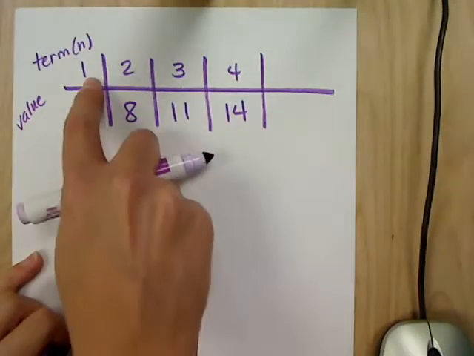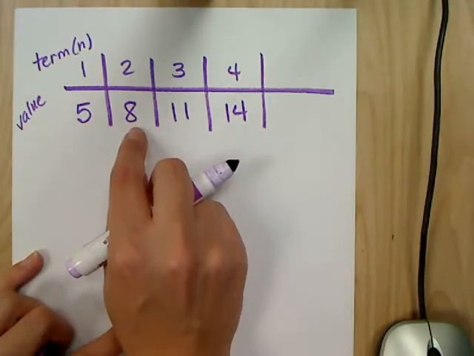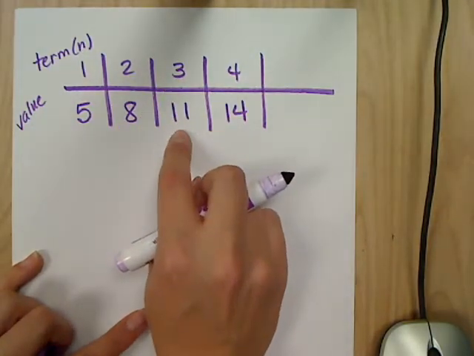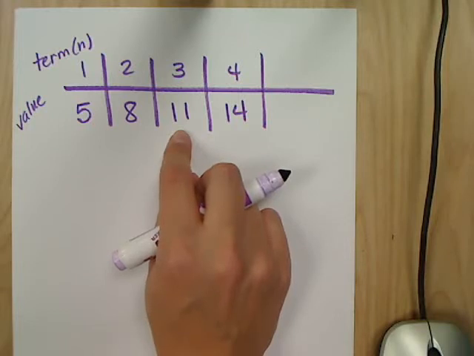So the value for the first term is 5. The value for the second term is 8. Third term is 11, and so on. All right. First thing I want to do is find the common difference. Somebody tell me how I can find the common difference. What do I do?